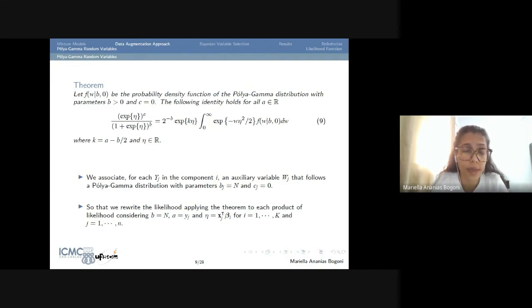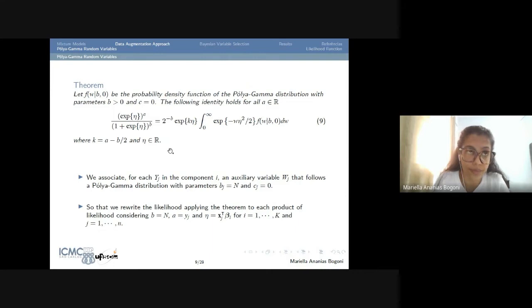And this theorem basically says that we can rewrite that important part of the likelihood of the logistic model using the right side of equation 9. In other words, we can rewrite the likelihood of the logistic model as a function of Pólya-Gamma random variables if we do not integrate it out in this expression.